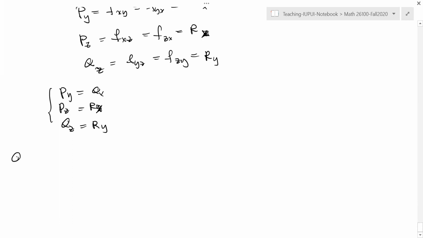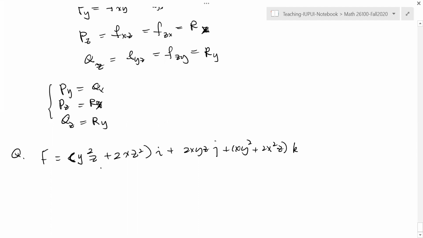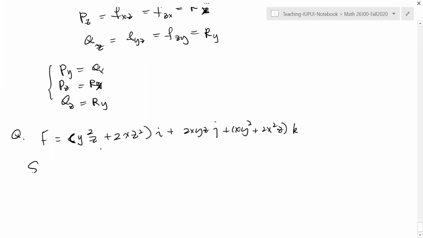Okay, so let's take a look at the last example. We are given F, which is y squared z plus 2xz squared i, and 2xyz j, plus xy squared plus 2x squared z k, okay? So this is a vector field in three-dimensional space. Try to solve this equation for f, and you can check that it satisfies the above three equations. If this is P, that's Q, that's R.